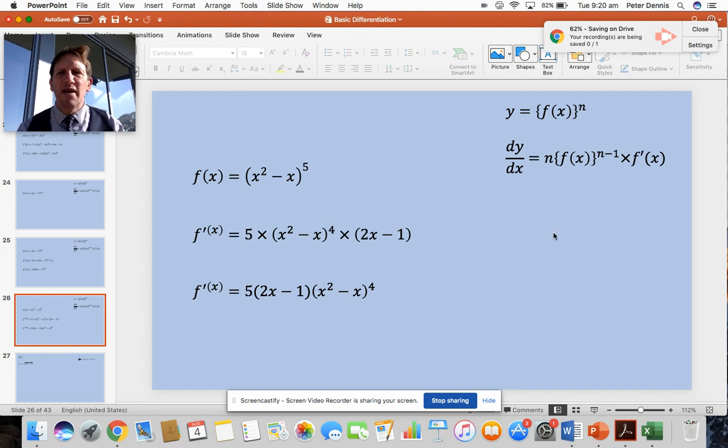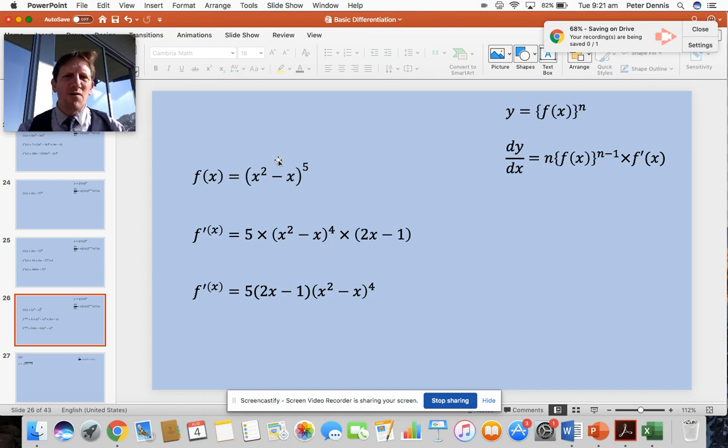Okay. Here is the next one. We've got f of x equals x squared minus x to the power of 5. So because it's got those brackets, as soon as we see brackets, we're thinking, okay, it's a chain rule. So what we're going to do, we're going to bring the 5 down, just like I've done here. The brackets to the power of 4, because we reduce it by 1. So that's exactly what we've done here.